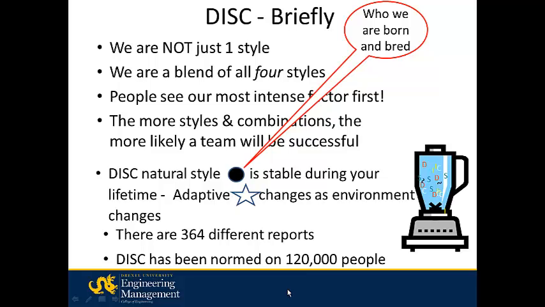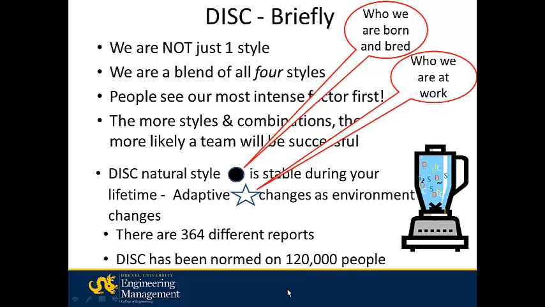If we look at the natural style, this is who we are. This is who we're born and bred. And during difficult times, this will be the style that will be the most apparent to individuals. The star, conversely, is how we've adapted at work. And the key is, the closer we can get the star and the dot together, the less stress there is for us in the workplace, because it allows us to be more of who we are naturally.